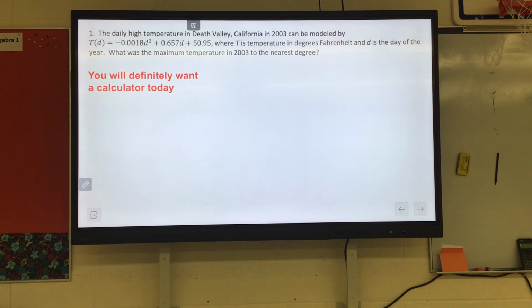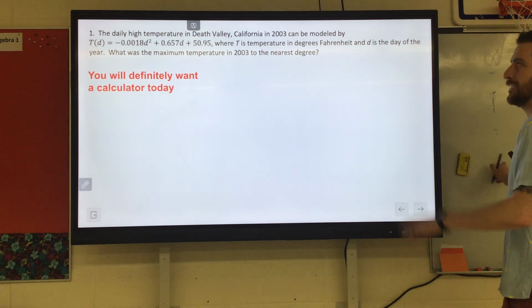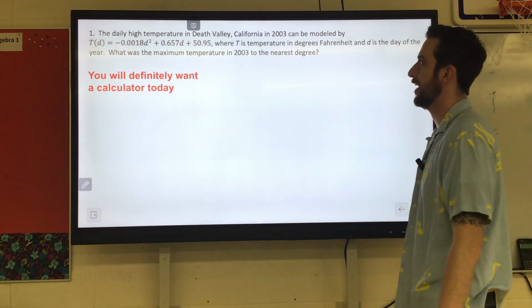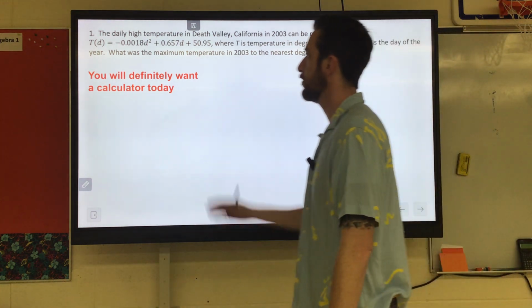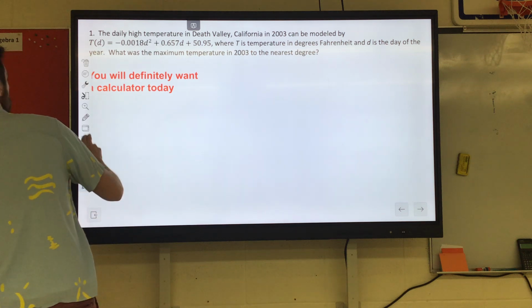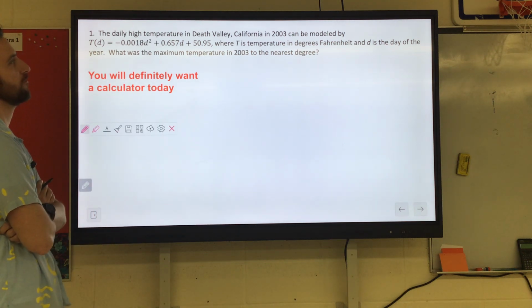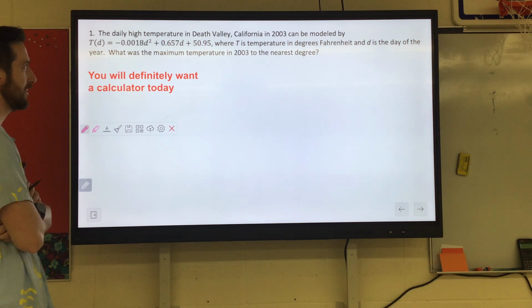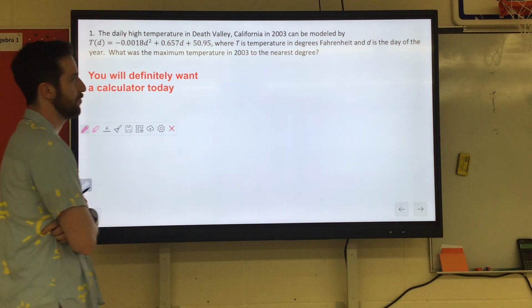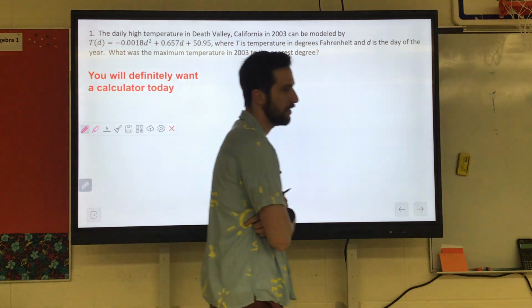Quadratic word problems. Look at this. The daily high temperature in Death Valley, California in 2003 can be modeled by this equation. Wow. Where T is the temperature in degrees Fahrenheit and D is the day of the year. What was the maximum temperature in 2003 to the nearest degree?